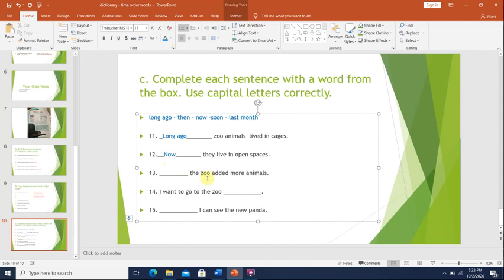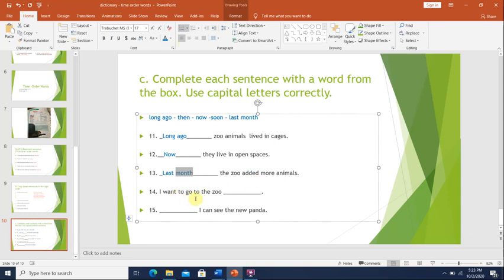Number 13, blank, the zoo added more animals. Last month, the zoo added more animals. Because added has ed, it shows that it's in the past also. So I would say last month, because last shows you something that happened in the past. So last month, the zoo added more animals.